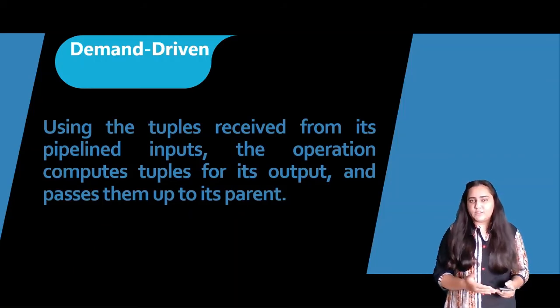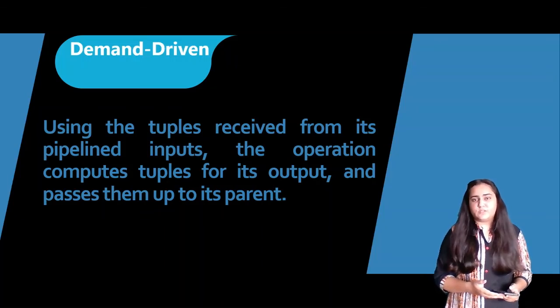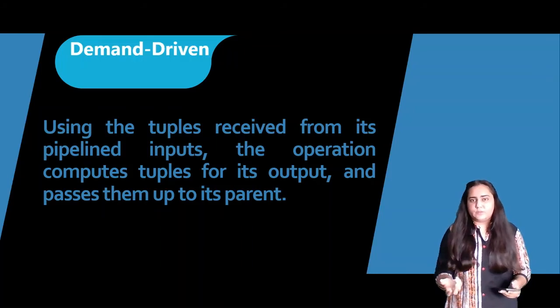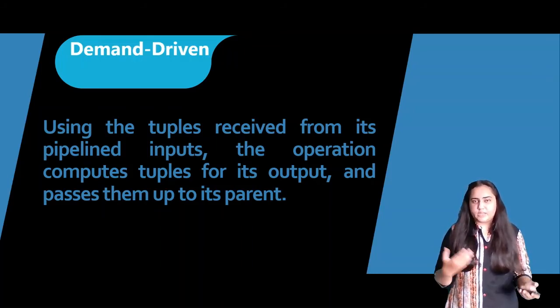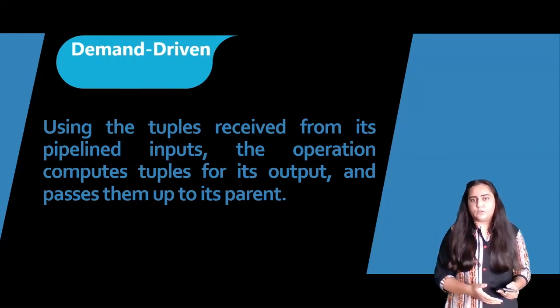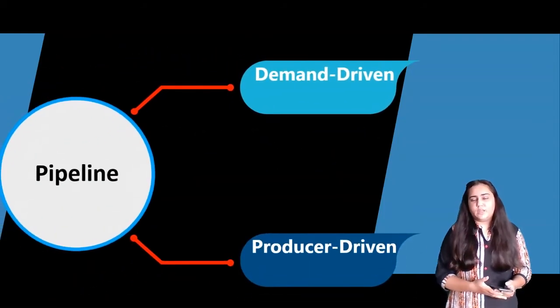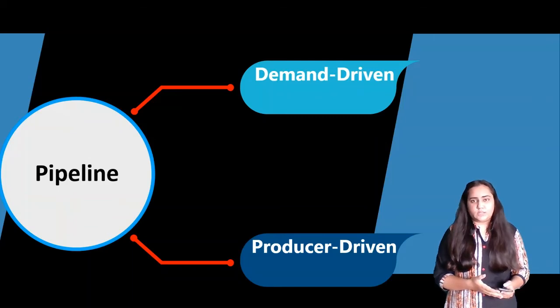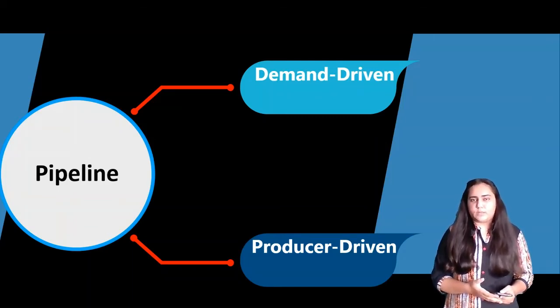Using the tuples received from its pipelined inputs, the operation can compute tuples for its output and then pass them up to its parent. So once the pipelined inputs are received by the operation, it computes the output and then passes the output to the parent node, which is the root node. So that is how demand-driven pipelining works in database management systems. And now we are going to see producer-driven pipelining.